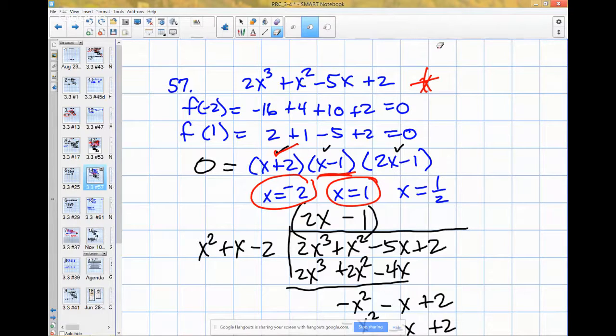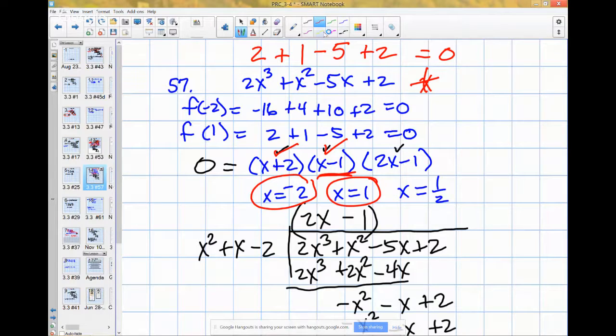Okay, what's f of 1? What's 1 cubed? 1 times 2 is 2. 1 squared is 1. Negative 5 times 1 is negative 5. Okay, what happens when you add those up? 3 minus 5 is negative 2. Negative 2 plus 2 is 0. Yep, that one works.